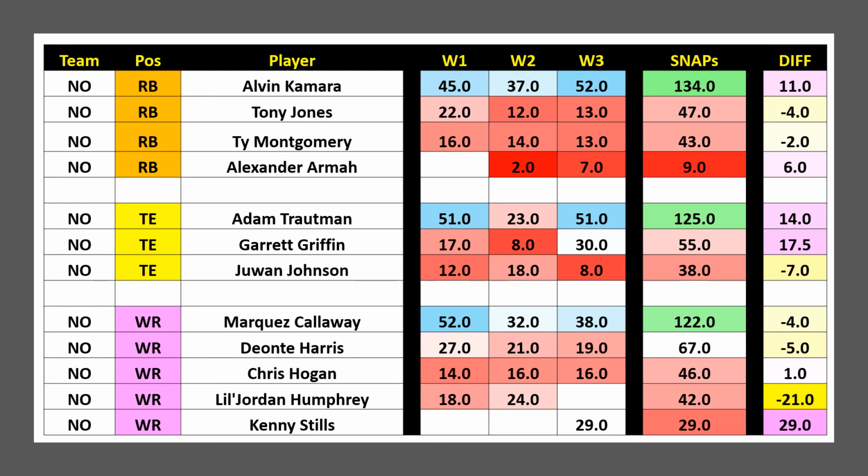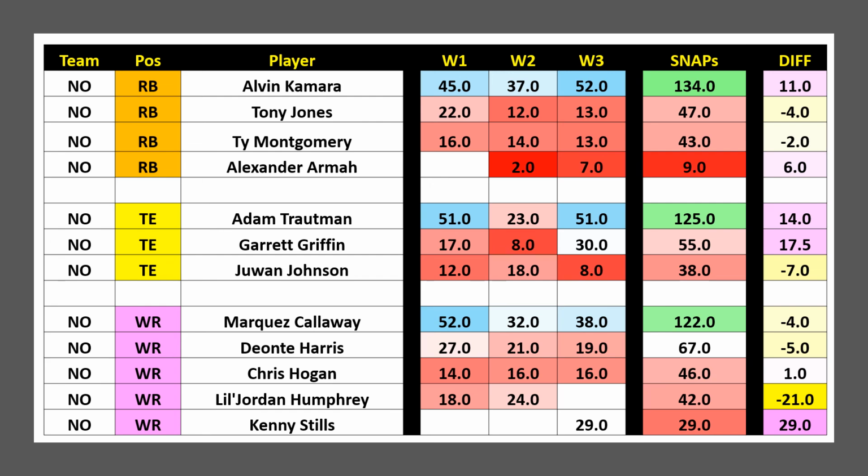Kamara, and I do not know who his handcuff is, folks. If Kamara has an off week or is down for a week or two, people will not know who to grab. If it's Jones or Montgomery, I think it'll be both. Not sure it's worth grabbing either one right now.